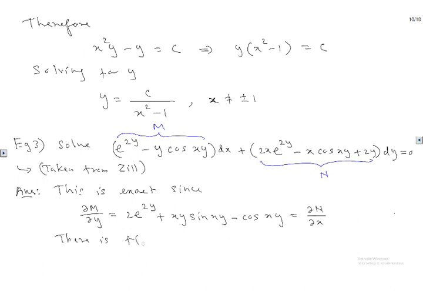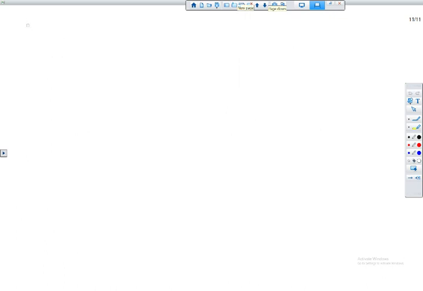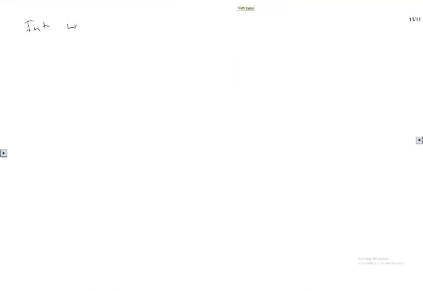There is a function f(x,y) such that the partial derivative of f with respect to x equals the first part, e to the 2y minus y cosine xy. Now what we do, we can integrate this one with respect to x. So let's do that. Integrate with respect to the x variable.